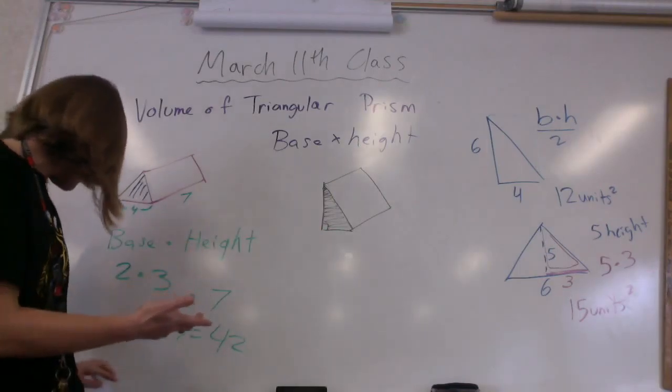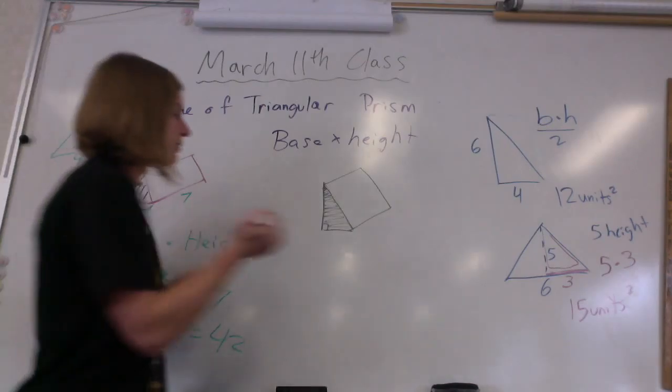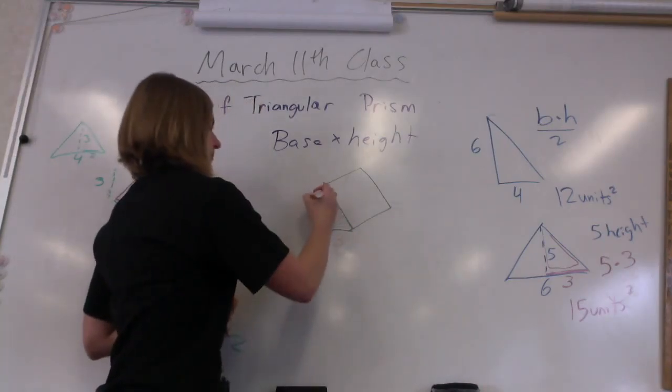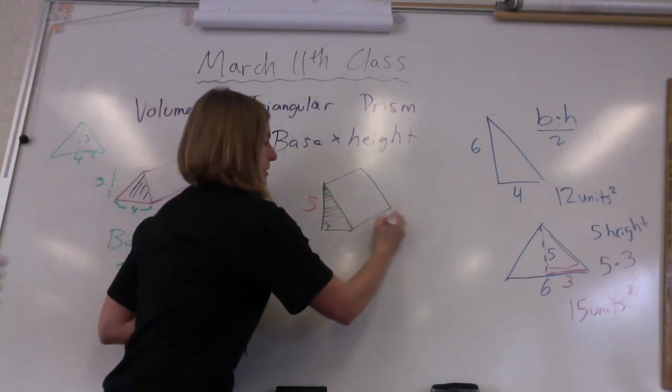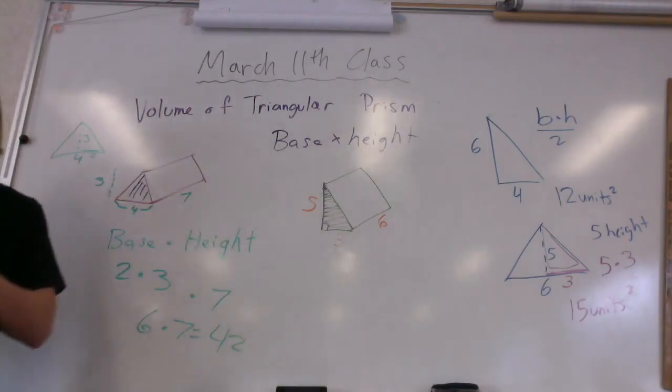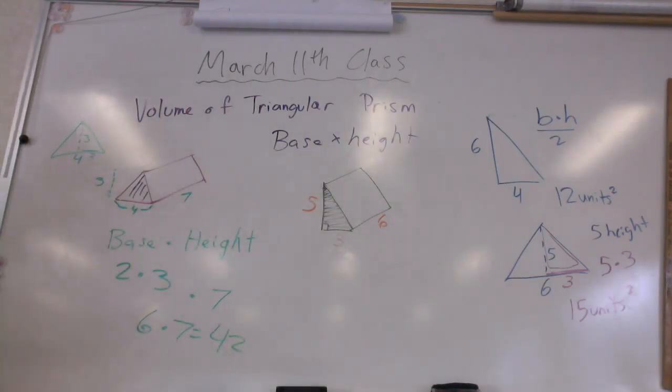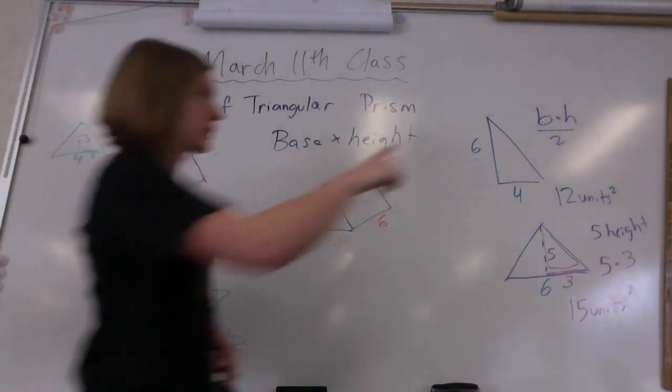So actually let's find this one. This will be 3, this will be 5, and this will be 6. So go ahead and find the volume of this one. It's a right triangle face with the dimensions of 3 and 5 and then the height of 6. Go ahead and find that one. So this one we do have a right triangle to work with, so you can do it this way.